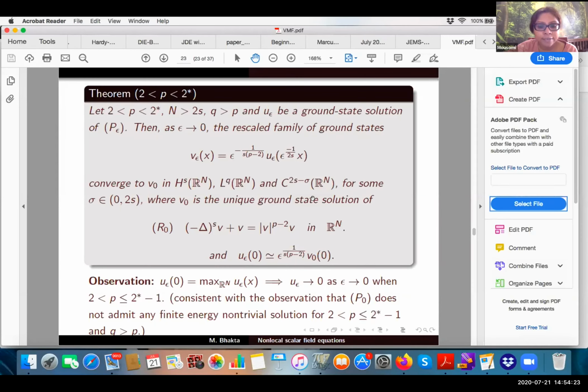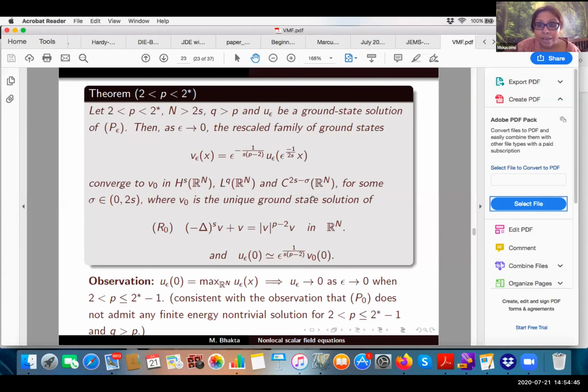But the solution is also classical. Here we showed that any positive solution is actually a classical solution. Yeah, but with C2S minus sigma, you cannot get a classical solution. Okay, all right. Thank you very much. It's a nice talk. Thank you.